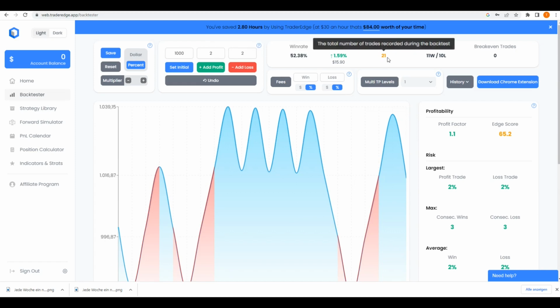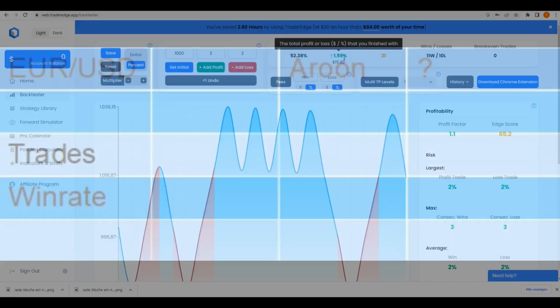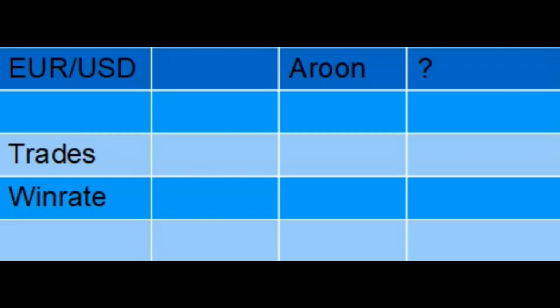For just having one indicator on the chart, we got 21 trades. We got a win rate of over 50%, which is pretty awesome. We got 52.38% for one confirmation indicator. That's not too bad, guys. That's not too bad. I just created a simple table here.